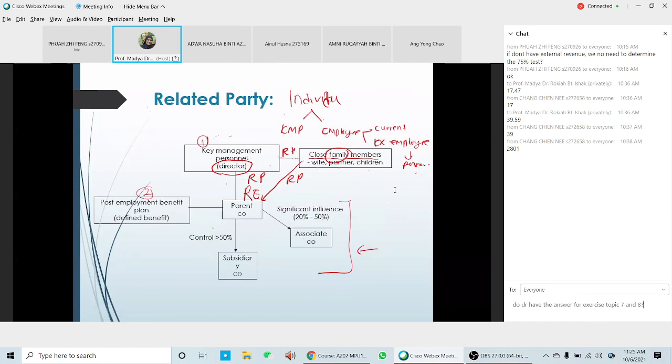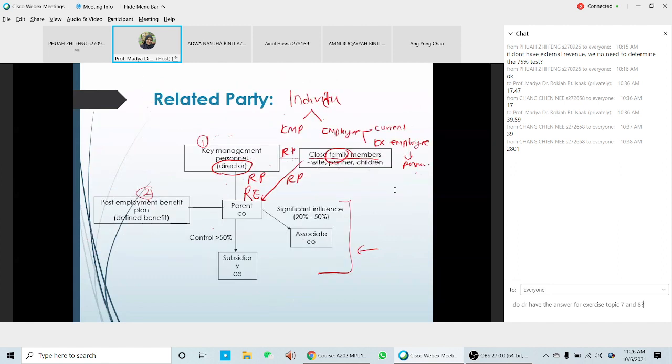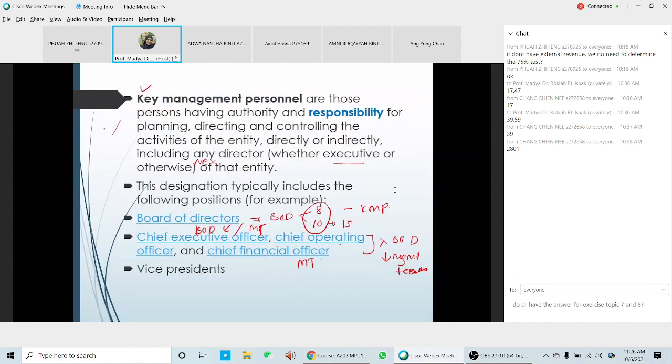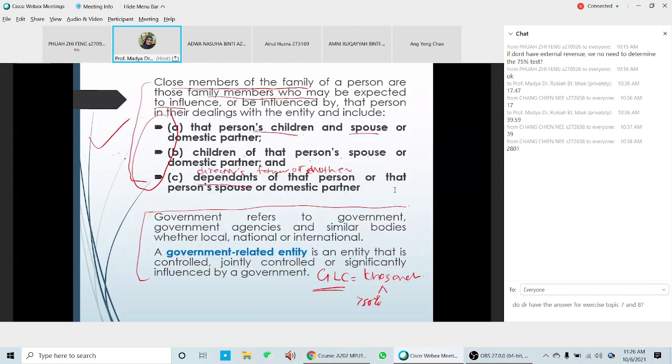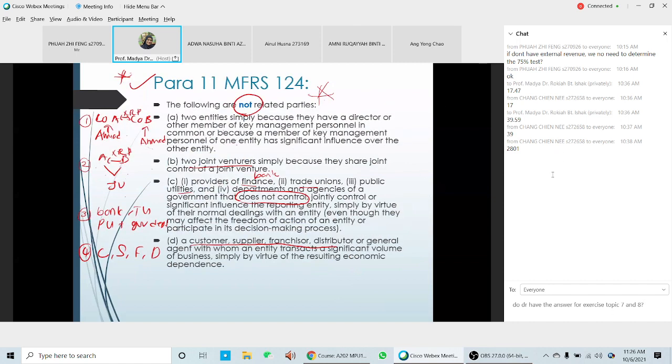Starting from this slide, the related party here is for the entity, and then the related party for the individual is important. They explain who are key management personnel together with their close family members. So focus on this one. This one's maybe not related. Also this one is important to know. And then para 11.